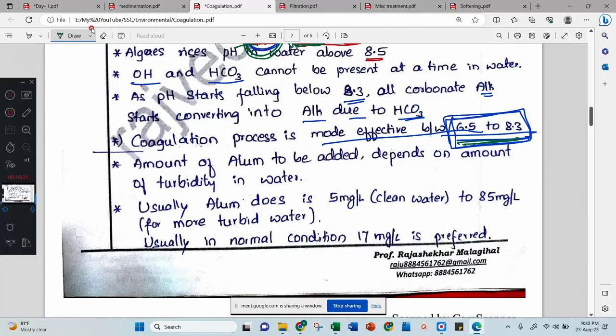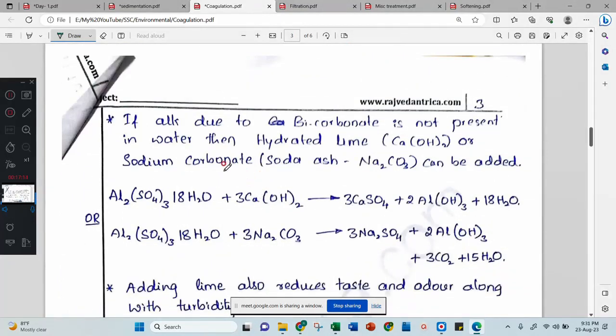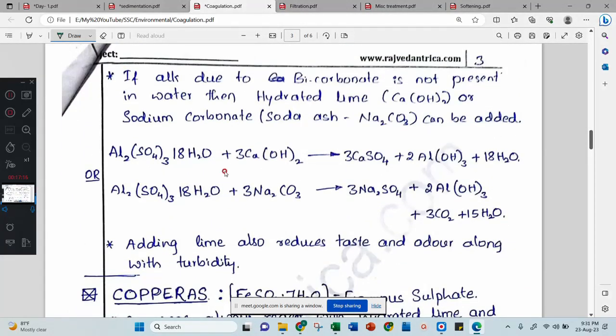The amount of alum to be added depends on the amount of turbidity in the water. We already discussed, usually alum dosage is 5 mg per liter for clean water to 85 mg per liter for more turbid water. Usually in normal condition we prefer 17 mg per liter. Right? Question: if the alkalinity due to bicarbonate is not there, meaning the water doesn't have HCO3 alkalinity, then what?